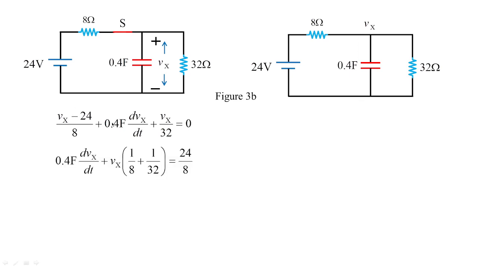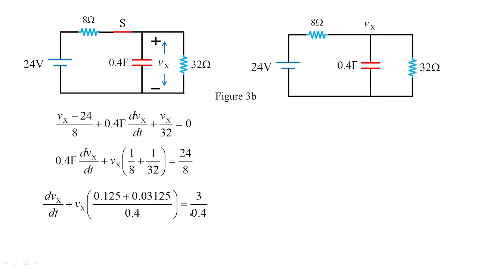Now this equation can be further simplified. I am taking this 0.4 farads on this side, and Vx I am taking common. I have 1 by 8 and 1 by 32 and 24 by 8 on this side. Furtherly, dVx by dt I am taking here plus Vx. 1 by 8 becomes 0.125. 1 by 32 becomes 0.03125 whole divided by this 0.4, because I have taken out this 0.4 from dVx by dt. So divided by this Vx value, which is equal to 3, because 24 by 8 is 3, divided by 0.4. I hope you understood this equation.